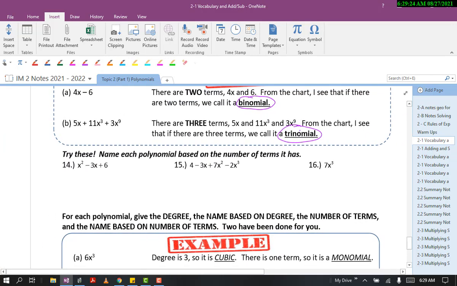Name each polynomial based on the number of terms it has. In number 14, we have 3 terms, the x squared, 3x, and the 6. So that's got to be cubic. Oops, number of terms, sorry. That's not the right classification. Trinomial, and nomial means terms, so trinomial literally means 3 terms. In 15, we have 4 terms, but after 3, there's no special names. It's just a polynomial.